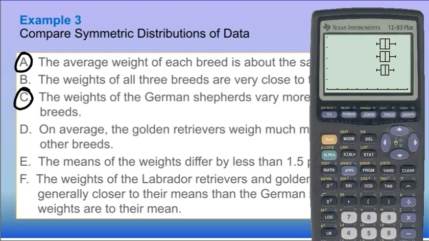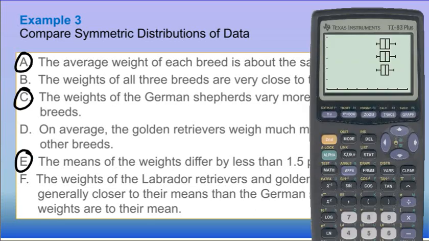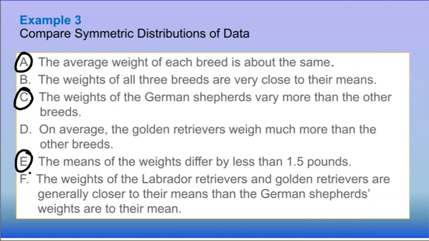That one we can say is true because they are very close to each other, which is less than 1.5 pounds away. And then F, the weights of the Labrador retrievers and golden retrievers are generally closer to their means than the German Shepherds' weights are to their mean. So the retrievers are your first and third. So if I go back, first and third look very similar to each other compared to the middle one. So we could say letter F as well.